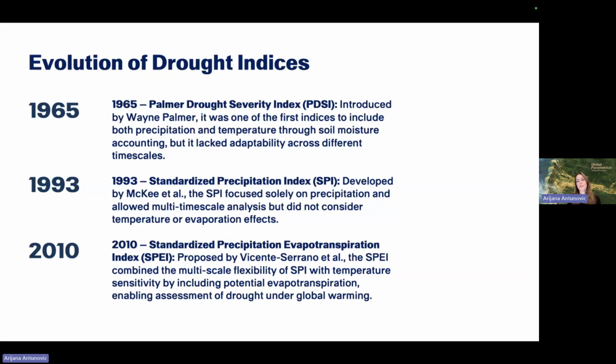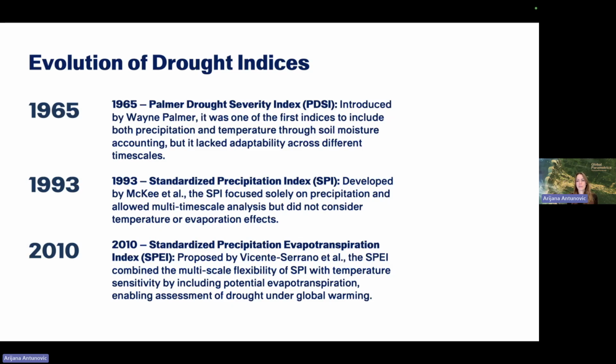As time evolved and we come to 2010, the scientists have pushed out the standardized precipitation evapotranspiration index. Now this takes into account the rainfall, as it says in the title, precipitation, but also the potential evapotranspiration, or the demand of moisture from the atmosphere. So we are looking at what causes the soil moisture to go into the atmosphere.